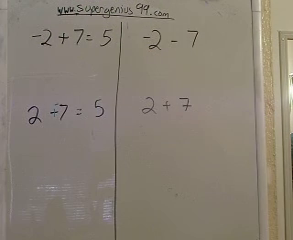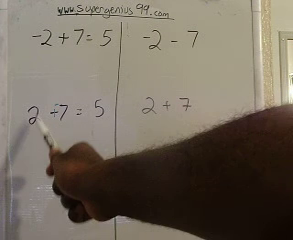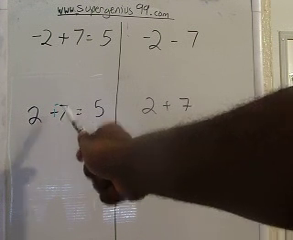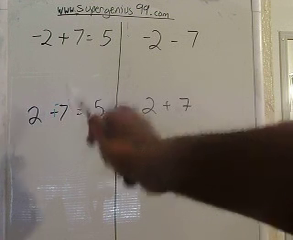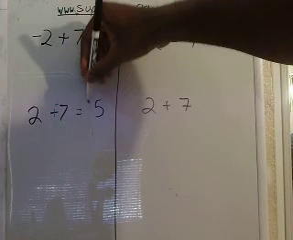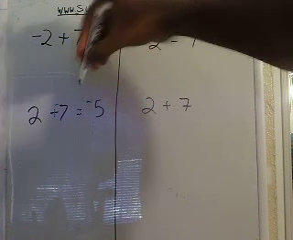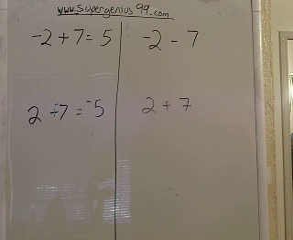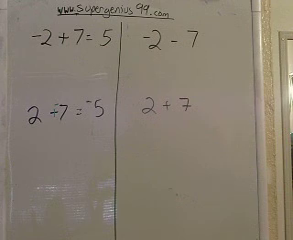Now, which one had the greater absolute value? Was it the 2 or the -7? It was the -7. Since the -7 had the greater absolute value, that's the sign I'm going to have here. Makes sense? Let's move on.